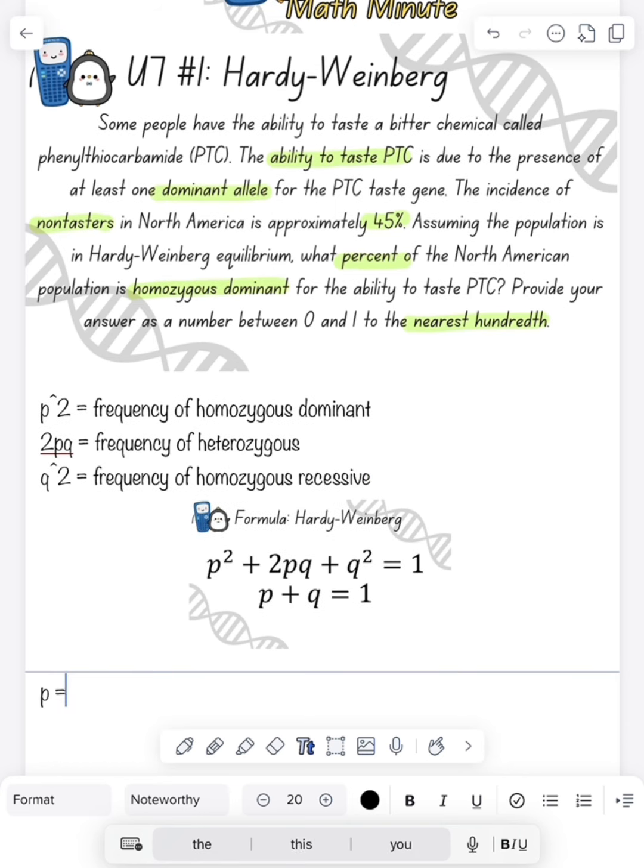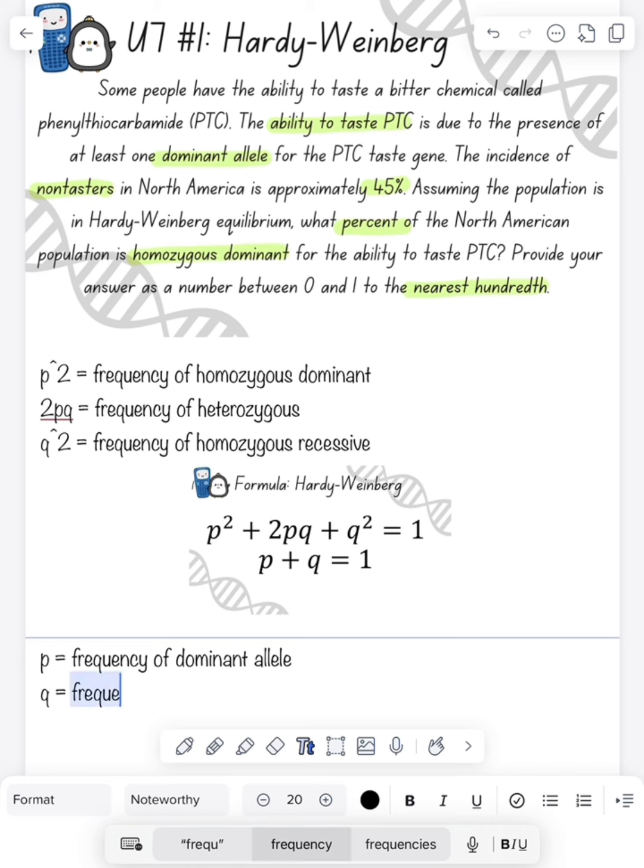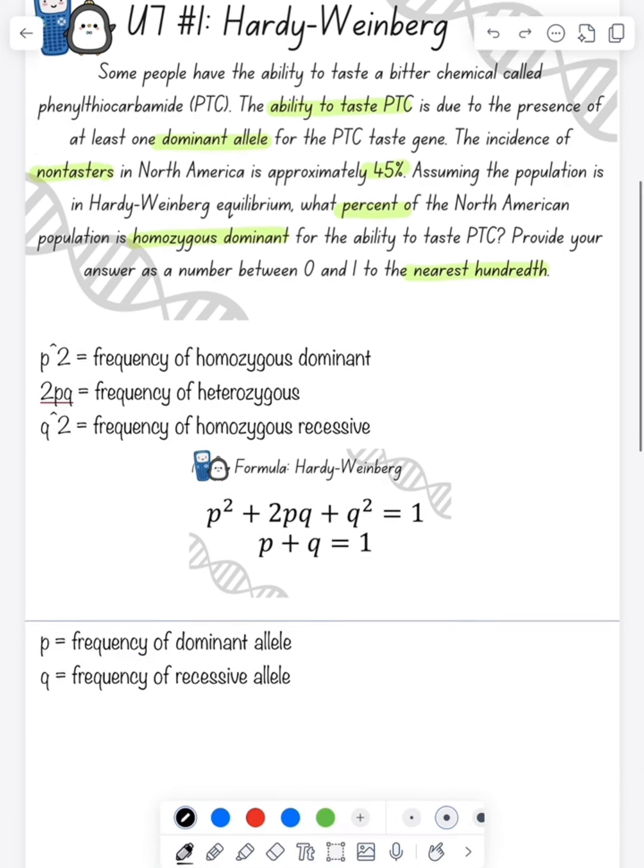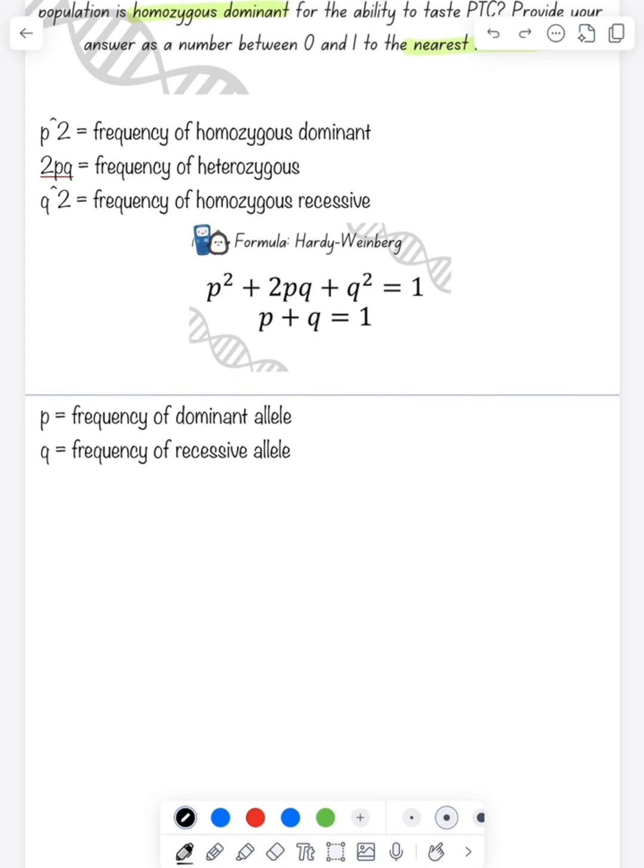alleles. And then p is going to be the frequency of our dominant allele, and q is the frequency of our recessive allele. So students oftentimes get this confused. So if you only see one letter, like 1p or 1q, that's just looking at the alleles. So I would solve these using a chart.